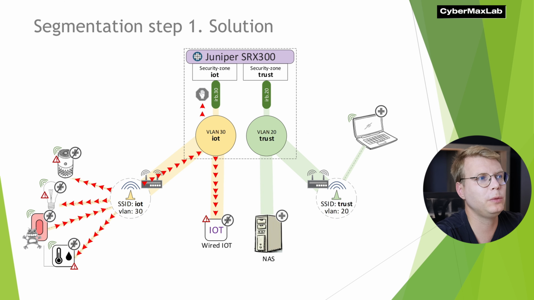Let's start with the first part of the solution. The first part of the solution is segmentation. So what we can do is create a dedicated VLAN for IoT. We can create a dedicated security zone for IoT. We can create a dedicated WLAN SSID for IoT devices. In this case, we completely separate our important devices like our laptop and our NAS into a completely different network from our IoT devices. In this case, the infected IoT wall switch on the left side is not able to reach our NAS or laptop anymore, right? So we are one step ahead.